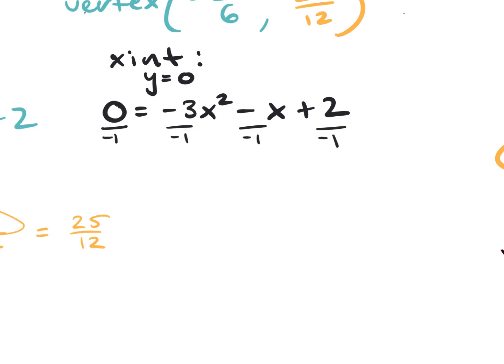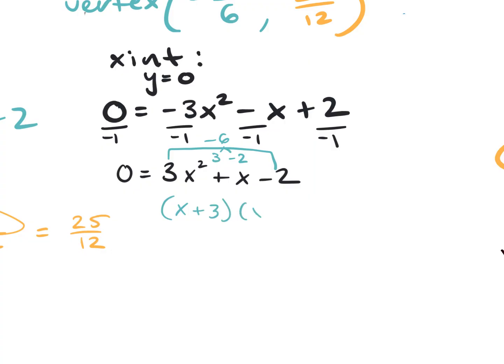I would always recommend checking at the end just by foiling a little bit to see if you factored correctly, especially when your leading coefficient's negative. So I'm just going to divide everything by negative 1. Let's get rid of that negative. So 0 equals 3x squared plus x minus 2. How would we factor this? Awesome. Multiply the first times the last. We get -6. What are two factors of -6 that add to 1? 3 and -2. So we have x plus 3 and x minus 2.